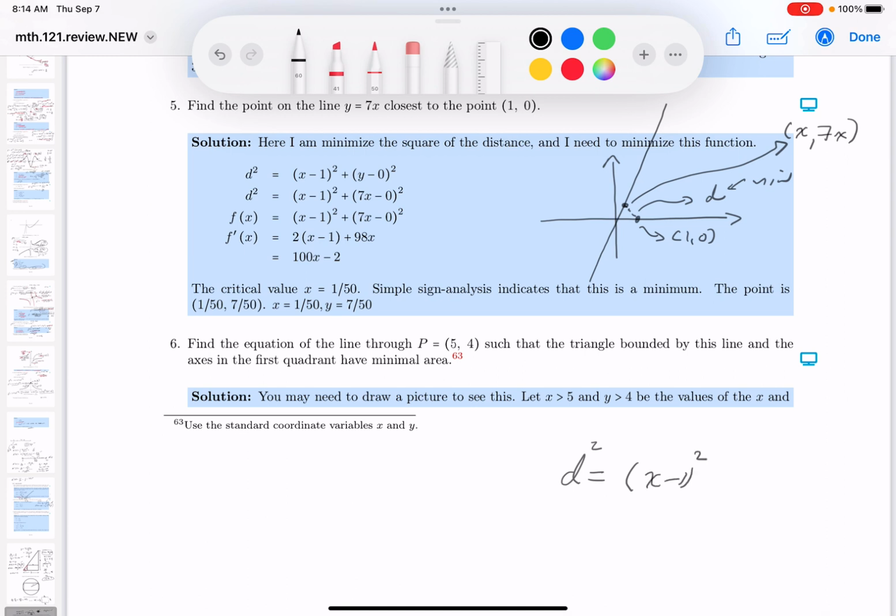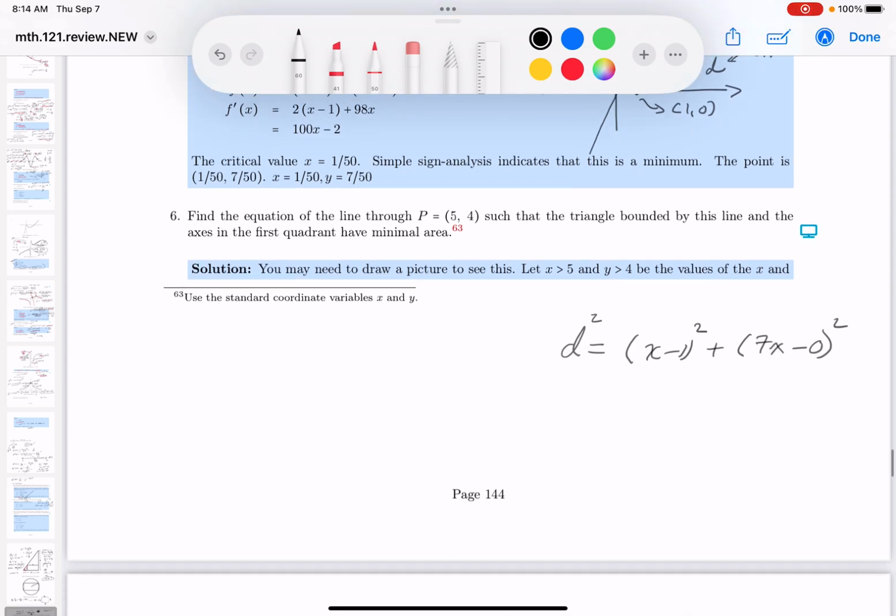It's actually the Pythagorean theorem. Plus the change in y. And that's going to be (7x minus 0) squared. Right? This is a function of x. And I want to minimize it. Minimizing the square is the same thing as minimizing the distance d.